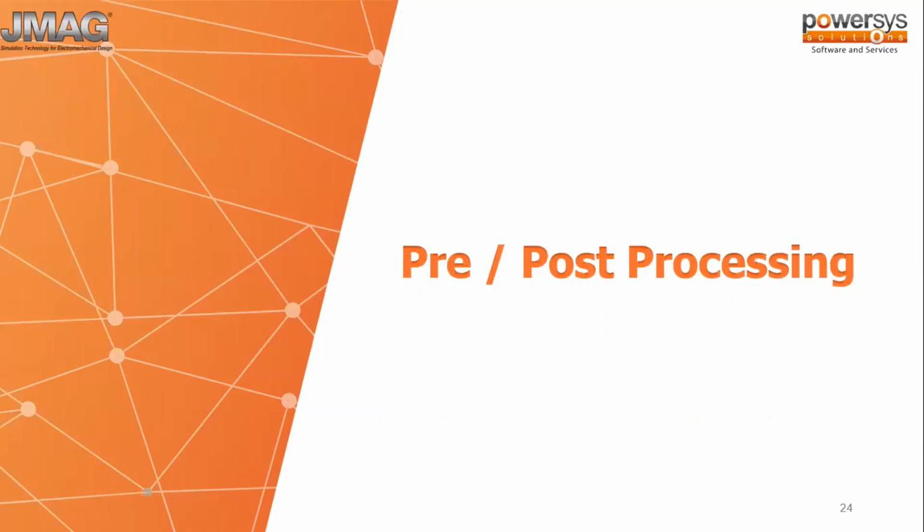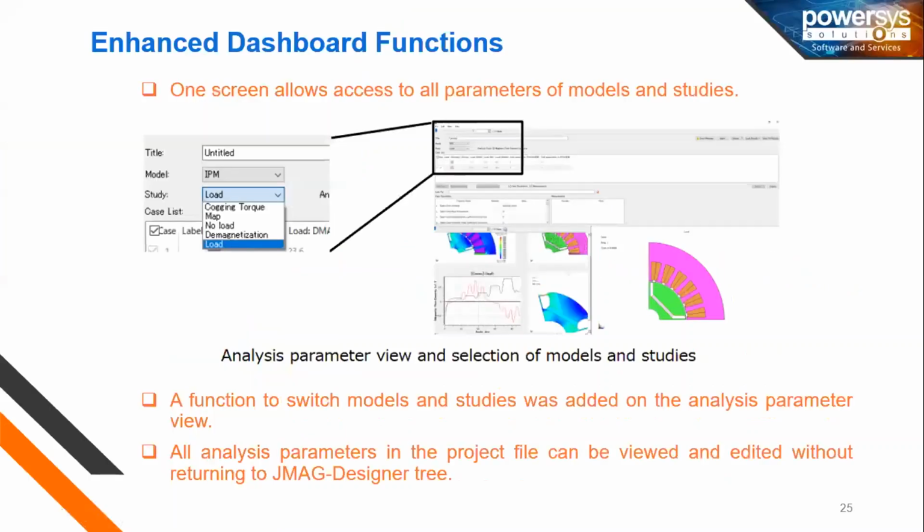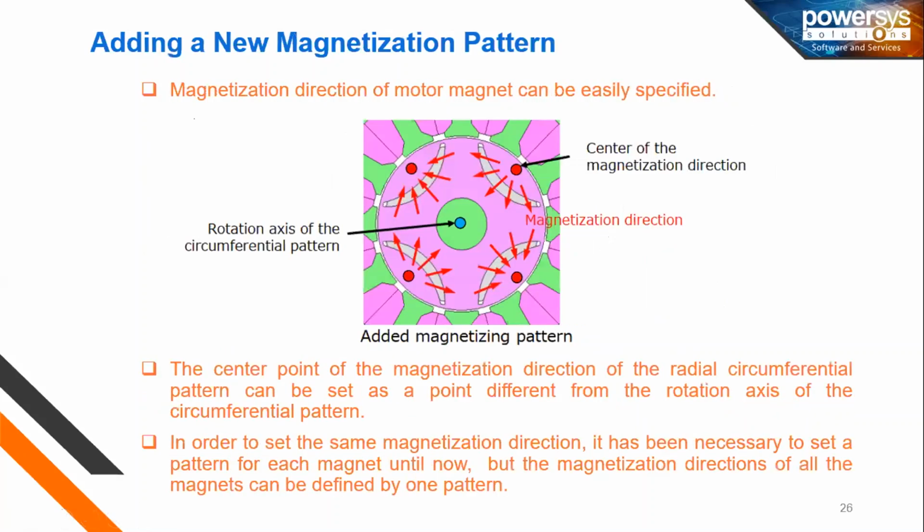And going to the pre and post processing, we have the enhanced dashboard functions in version 21. Here, without traversing to the JMAG Designer tree window, we have the model and study, everything under the same analysis parameter view function itself. Both of the things are there in the same window without traversing to the JMAG project tree. So that is one of the enhanced features.